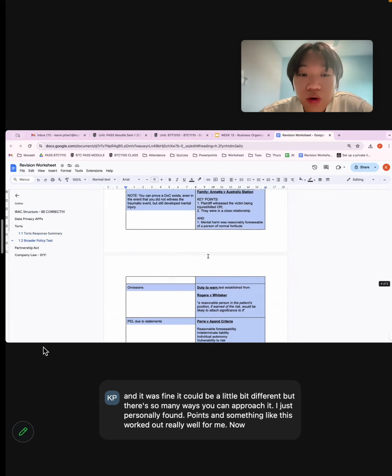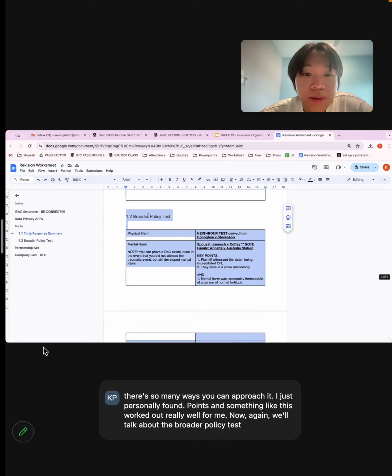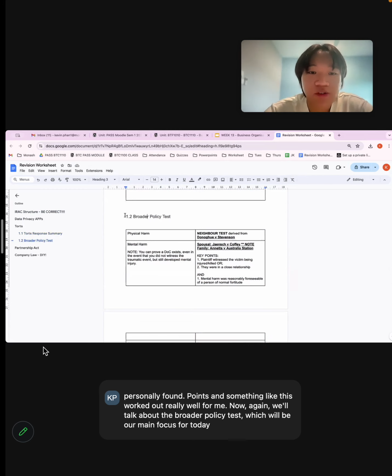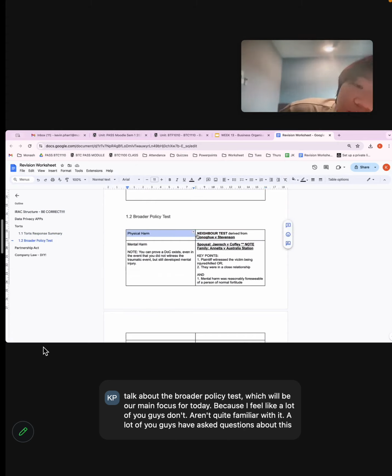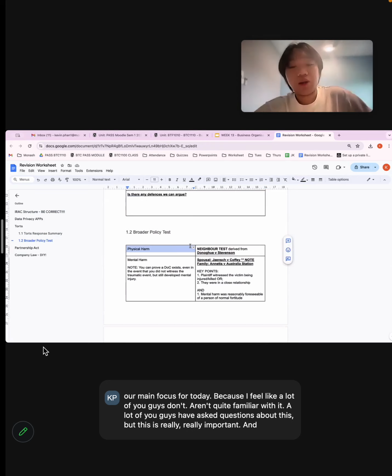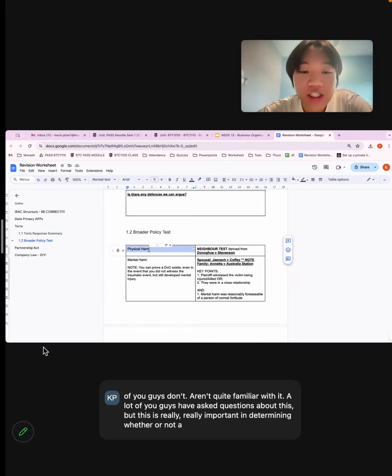Now, again, we'll talk about the broader policy test, which will be our main focus for today, because I feel like a lot of you guys aren't quite familiar with it. A lot of you guys have asked questions about this, but this is really, really important in determining whether or not a duty of care actually exists.